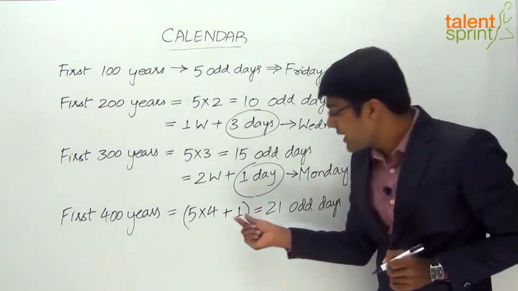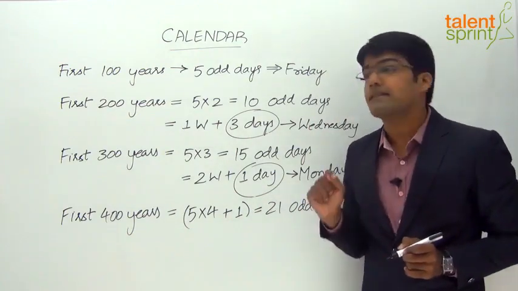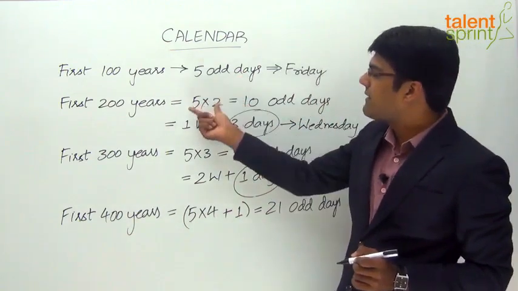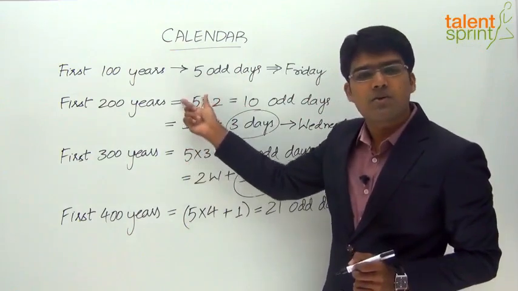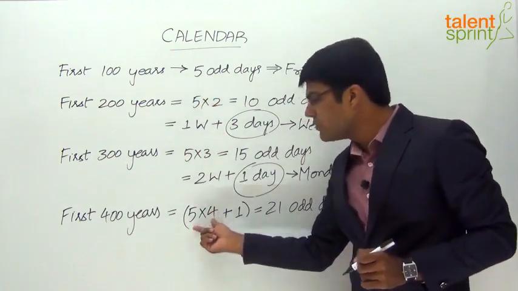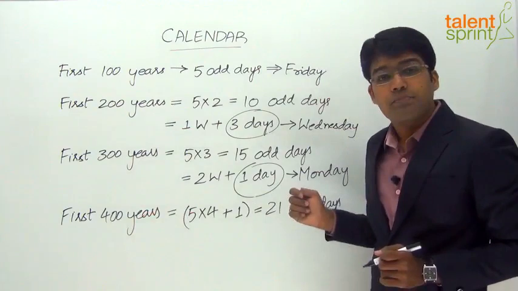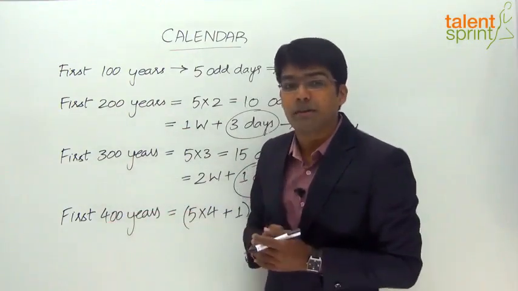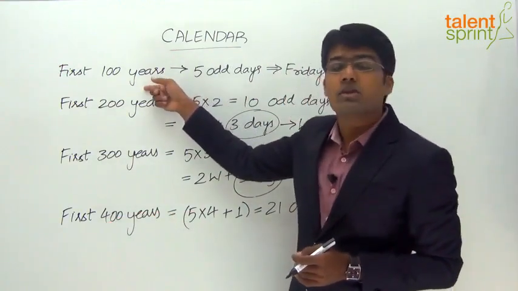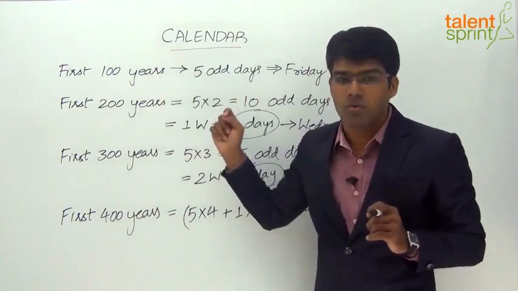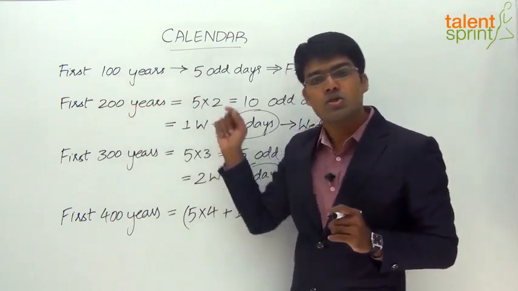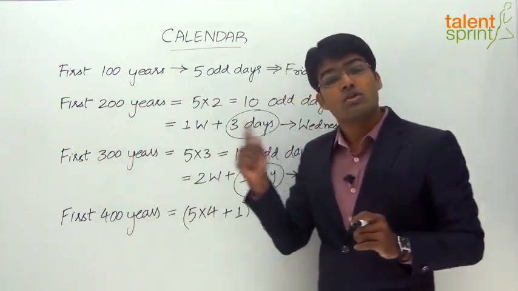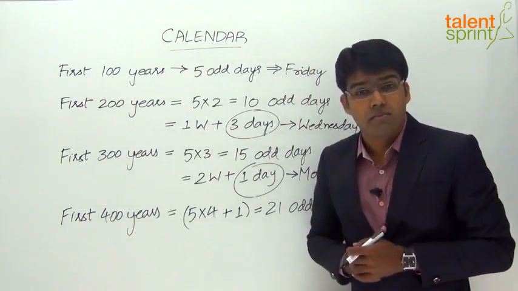Now you may wonder, why are we taking plus 1? Understand, the reason here is 5 into 4 is regular, like what we have done with 5 into 2 and 5 into 3 for the first 200 years and first 300 years. In the same way, 5 into 4 for the first 400 years. But remember that the 400th year was also a leap year. The 100th year was not a leap year since it was not divisible by 400. The 200th year was also not a leap year as it was not divisible by 400. And the 300th year was also not a leap year as it was not divisible by 400.